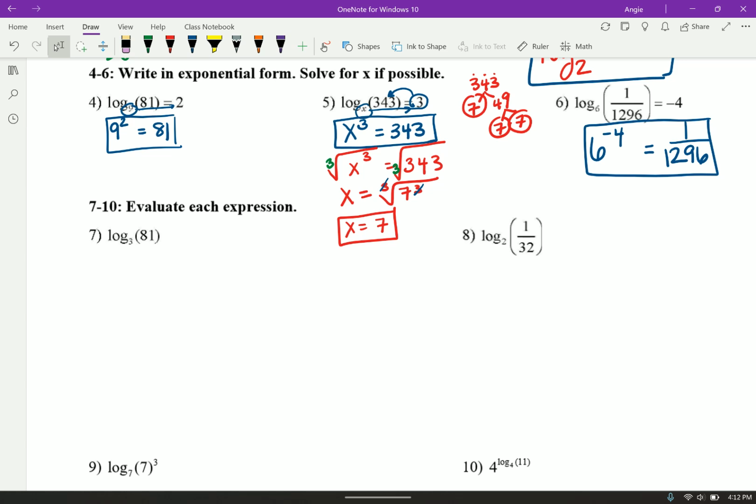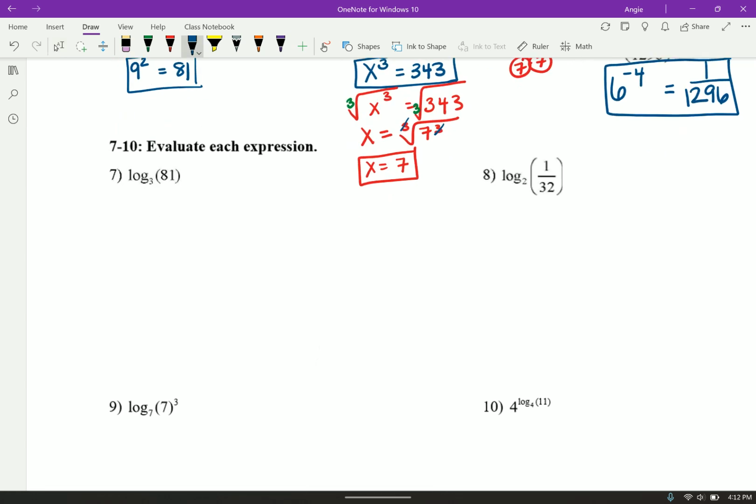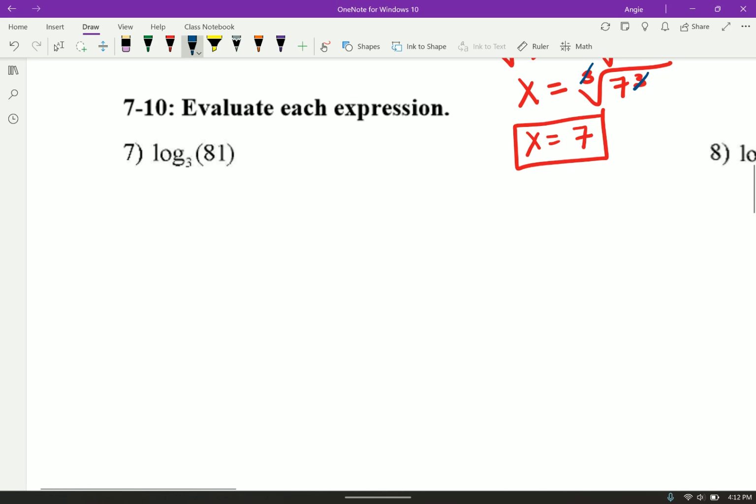Examples 7 to 10 say evaluate. Okay, guys, so evaluate means we are looking for an answer. Now if you are more comfortable, then you can even give it a variable. Log base 3 of 81 equals x, whatever this answer is. Now if you don't like using x, you can use w or just leave a blank box.